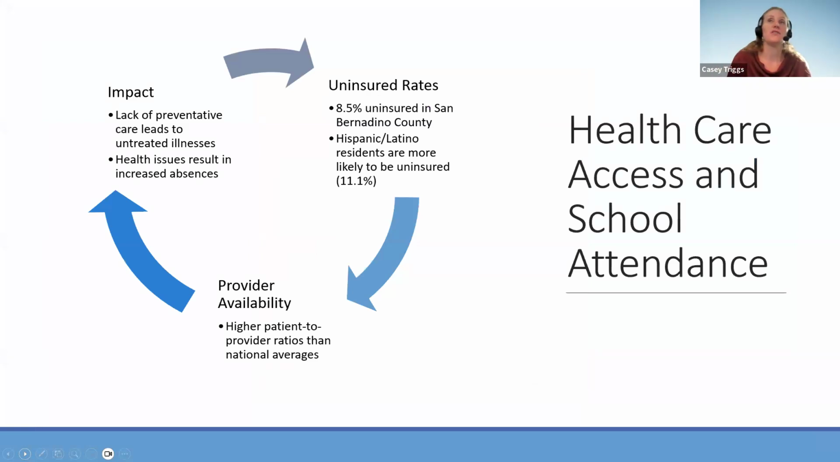Great. So one of the other factors that we were going to cover was healthcare access and school attendance. In San Bernardino County, 8.5% of adults are uninsured, and that is higher than in certain communities, especially in Hispanic and Latino residents, which is right around 11.1%. When children don't have regular access to healthcare, chronic conditions such as asthma, obesity, or mental health issues often go untreated, leading to more frequent school absences.